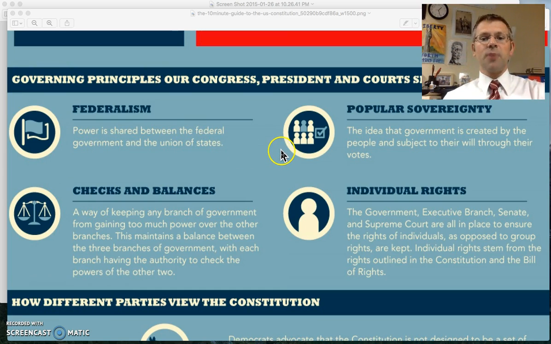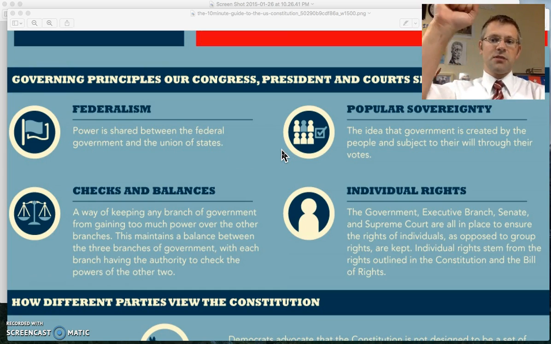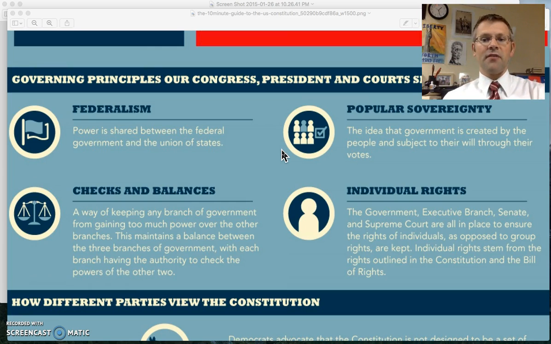So our next one is popular sovereignty, and this is, we said, power to the people. It means people power, right, popular sovereignty, and that the government is created by the people, and the people give the consent to be governed through voting, right?